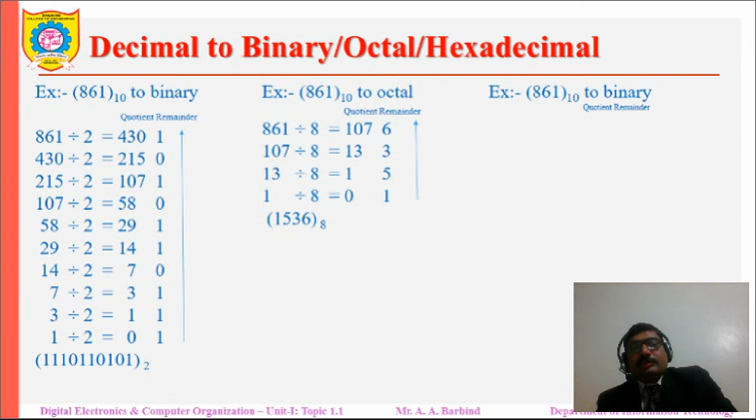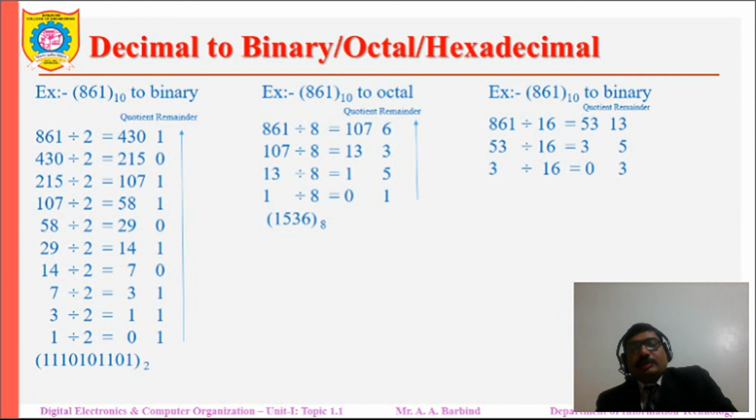Here it should have been hexadecimal. So we divide it by 16. So quotient is 53 and remainder is 13. Then we divide 53 by 16, the quotient is 3 and remainder is 5. And at last we divide 3 by 16, the quotient is 0 and the remainder is 3.